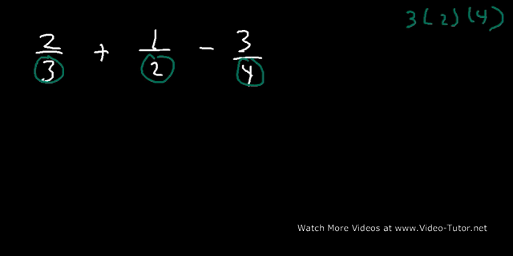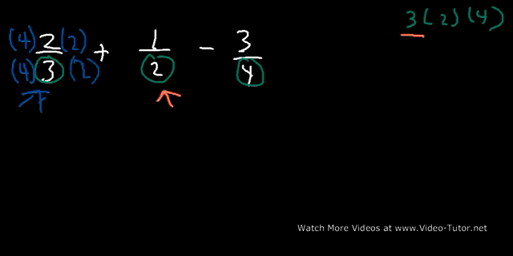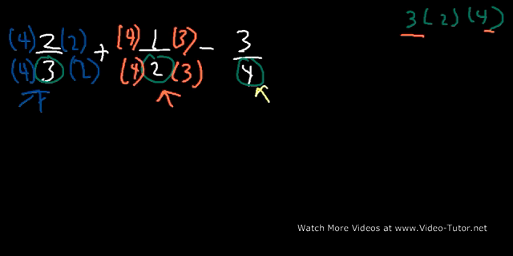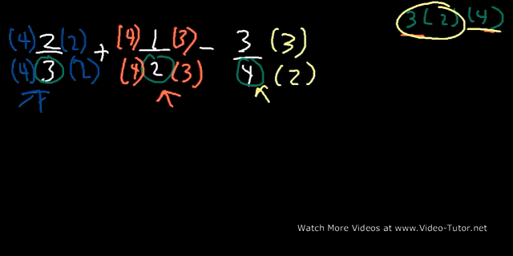So the common denominator is 3 times 2 times 4, which is 24. The first fraction is missing a 4 and a 2. So let's multiply top and bottom by those numbers, 4 and 2. This one has a 2, but it's missing the 3 and 4. So let's multiply top and bottom by 3 and 4. Whatever you do to the top, you have to do to the bottom. And this one has the 4, but it's missing these two. So we know we have a common denominator of 24.